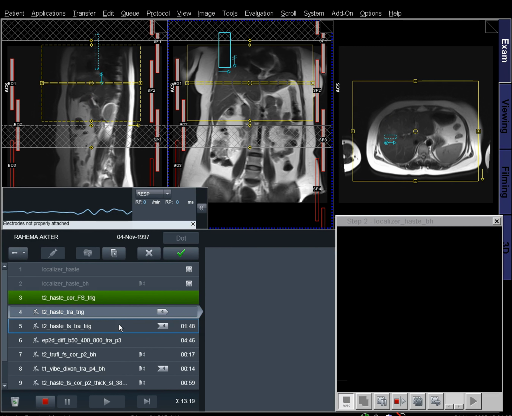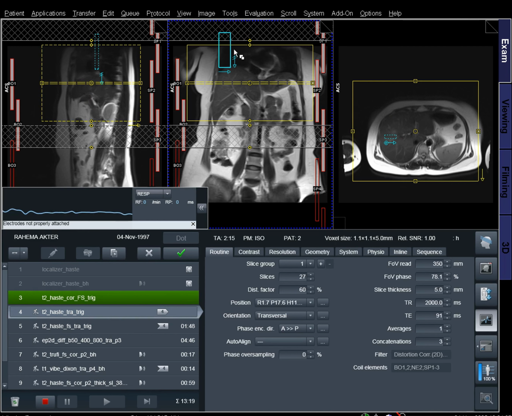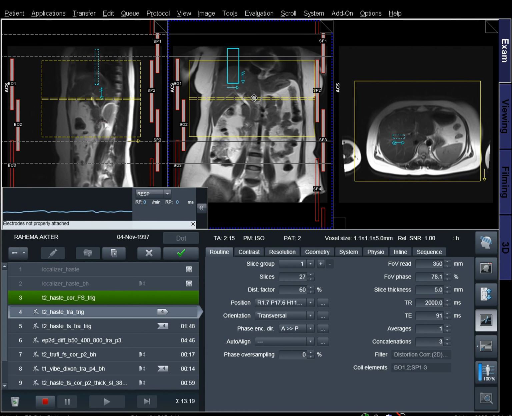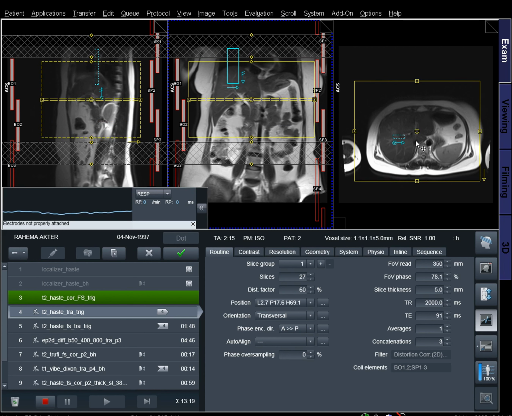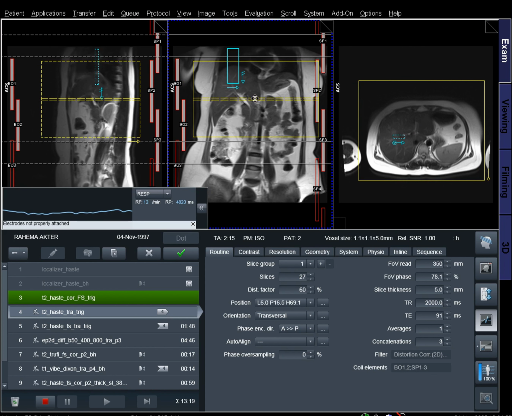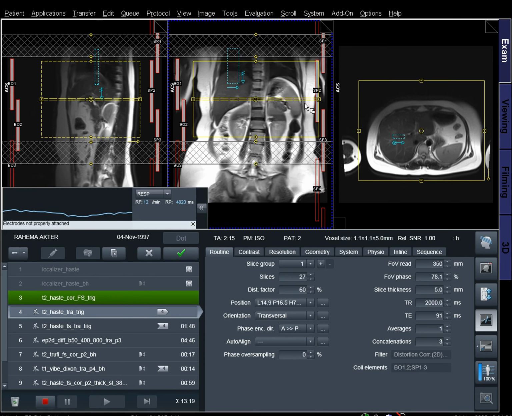T2 HASTE Axial Planning. Plan the axial slices on the coronal breath hold images and position the block horizontally across the liver as shown. Verify the positioning in the other two planes. Establish an appropriate angle in the sagittal plane, aligning it horizontally across the liver.